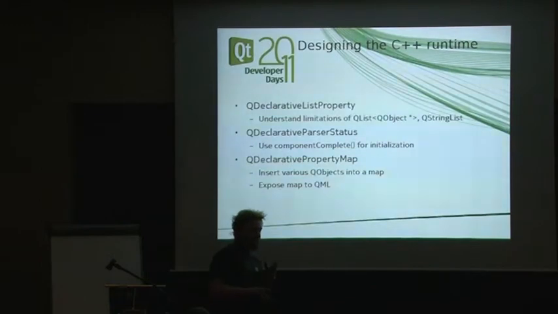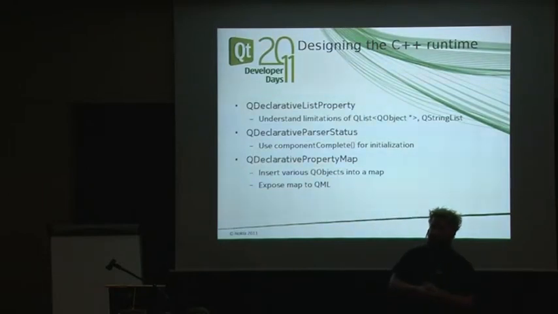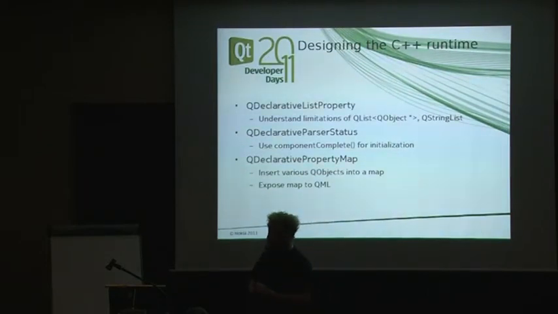In QML, for example, we have a declarative property map called runtime, which holds all the singleton classes and resources and all that stuff we want to inject. We insert, for example, a class of type settings with the name settings, and then in QML we can access that with runtime.settings. It's a very powerful thing, and it's very helpful. Use it, especially for your root context.